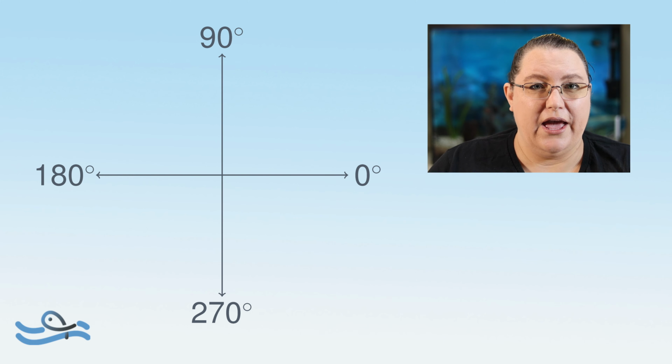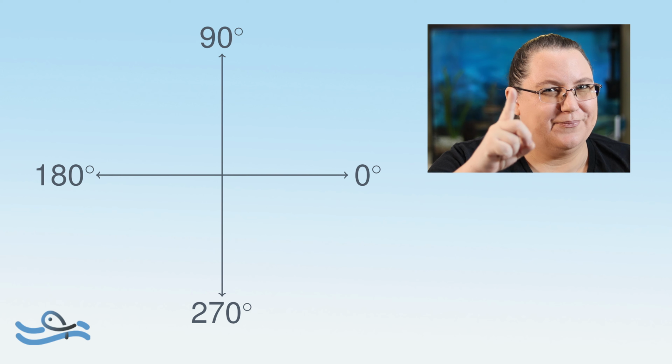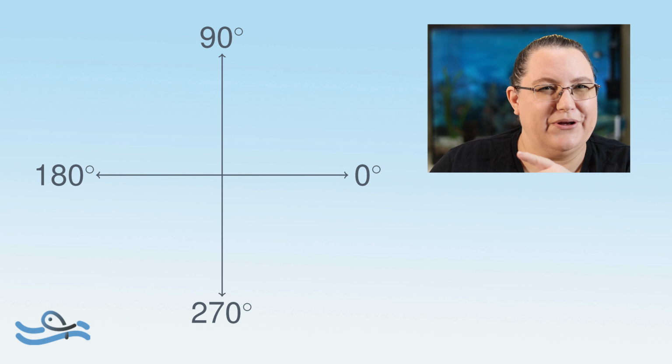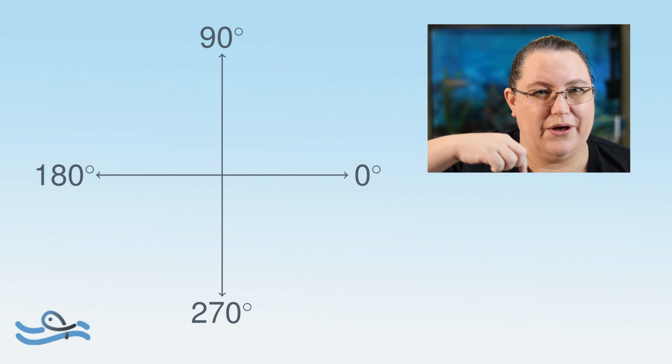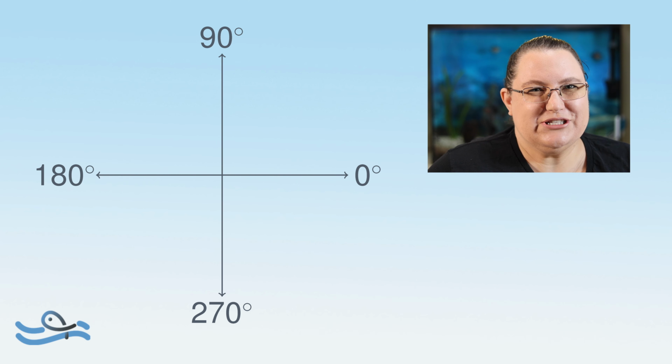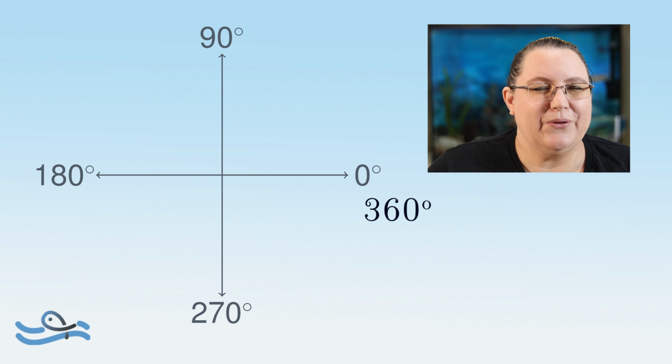A 0-degree angle points straight to the right. A 90-degree angle points straight up. A 180-degree angle points straight to the left, and a 270-degree angle points straight down. Once you've made a full rotation of the circle, you're at 360 degrees, which is coterminal with 0 degrees.